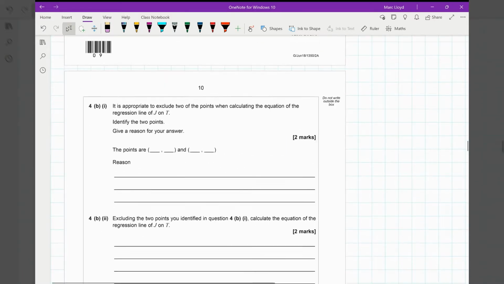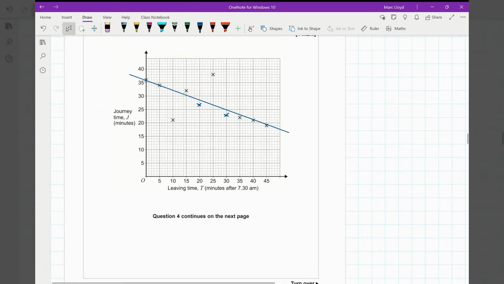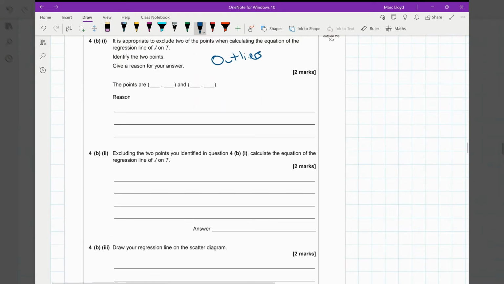It's appropriate to exclude 2 of the points when calculating the equation of the regression line of J on T. Identify the 2 points. So we're looking for a couple of outliers here and give reasons. So we've got one there, and we've got one there, and they do not fit the trend. So our 2 points are 10, 21, and 25, 38.